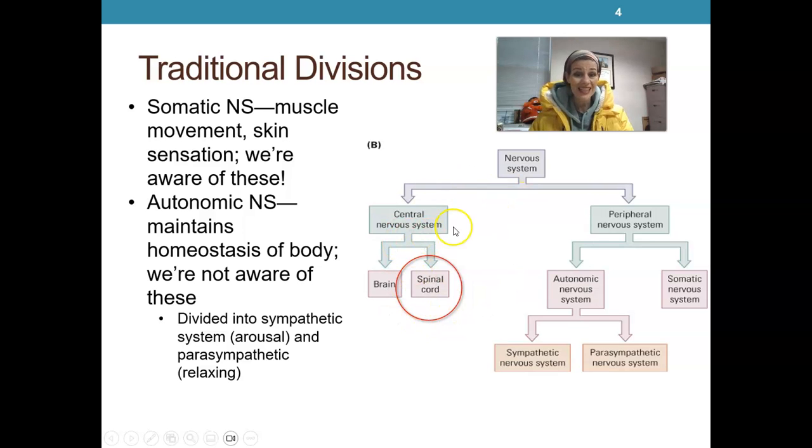But as you can kind of see here, I've circled this because I do want to spend a little bit more time talking about the spinal cord. We've talked about some of the major divisions of the brain, but now we're going to talk about the spinal cord.